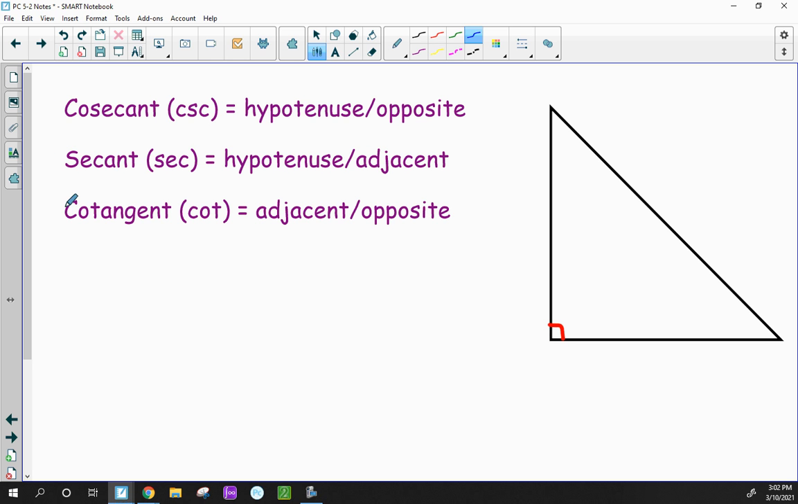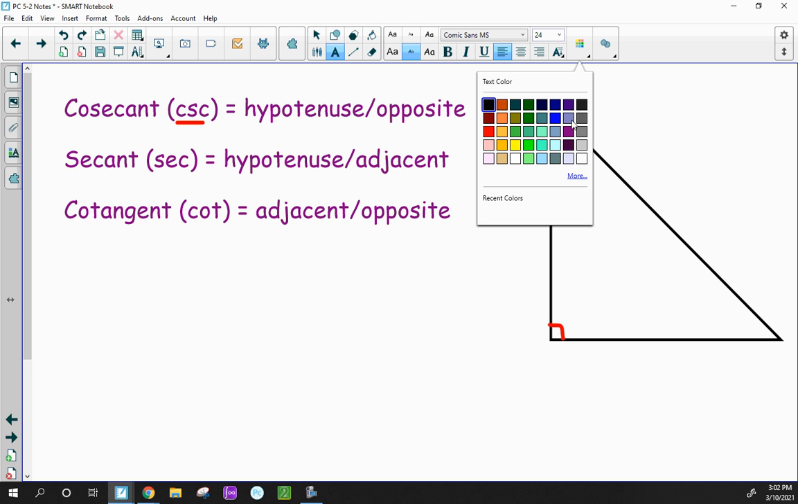These three that are on this screen you may not have seen in geometry. Cosecant is spelled C-O-S-E-C-A-N-T. The abbreviation we use is CSC. Cosecant is hypotenuse divided by opposite, and that is because cosecant is the inverse of sine.